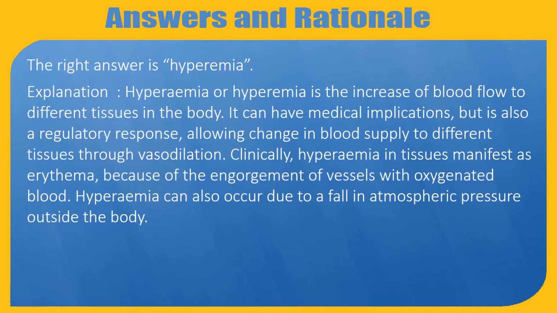It can have medical implications, but is also a regulatory response, allowing change in blood supply to different tissues through vasodilation. Clinically, hyperemia in tissues manifests as erythema, because of the engorgement of vessels with oxygenated blood. Hyperemia can also occur due to a fall in atmospheric pressure outside the body.